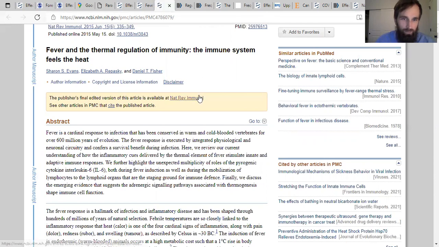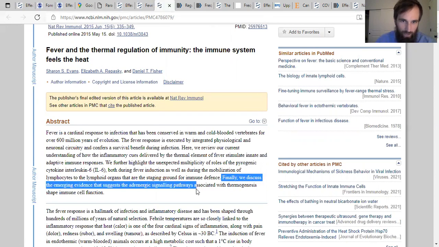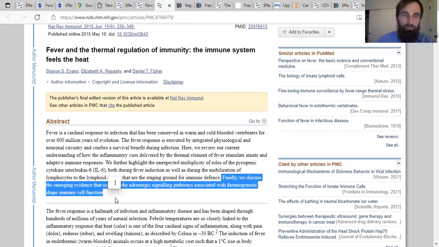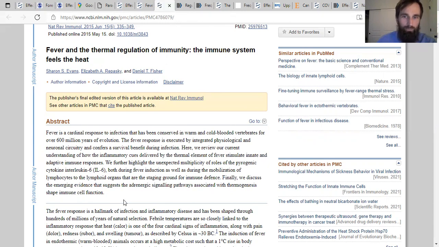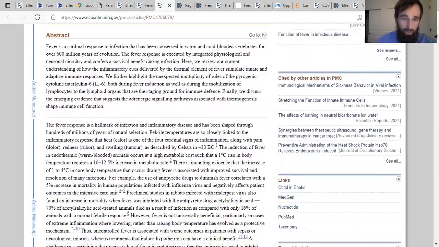The immune system feels the heat. This article discusses the emerging evidence that suggests the adrenergic signaling pathway associated with thermogenesis shapes immune cell function. So part of the fever is not just to make a really inhospitable environment for the virus to replicate, but it also shapes the immune cell function and the immune system response. Thus, dampening down the fever, especially a low-grade fever, is not an optimal therapy.